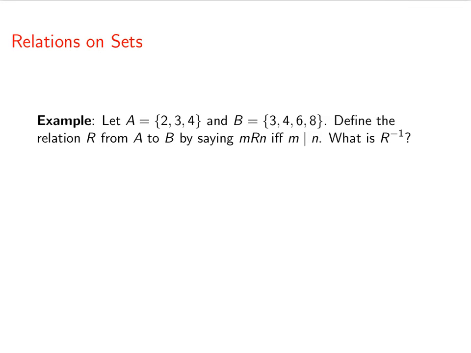Well, let's run through an example. Let's say A is the set containing 2, 3, 4. B is the set containing 3, 4, 6, 8. And we'll define a relation R from A to B by saying that M is related to N if and only if M divides N. And then what we want to know is what is R inverse.